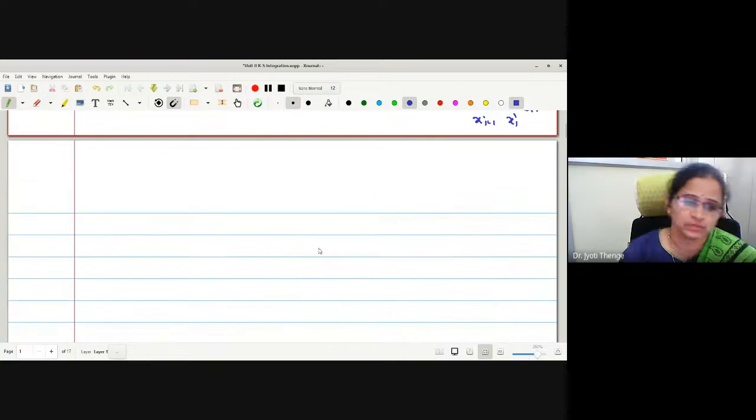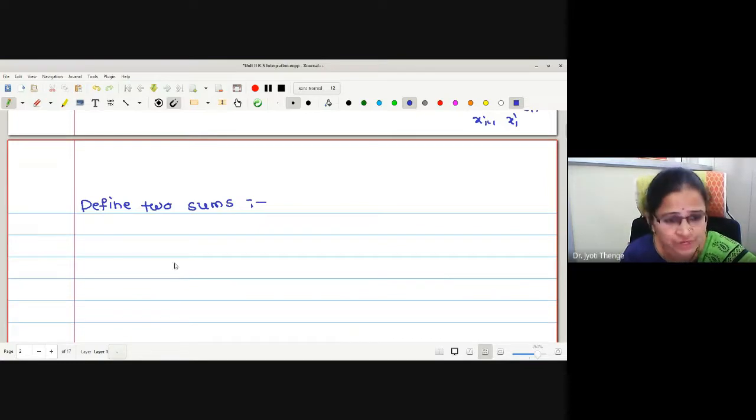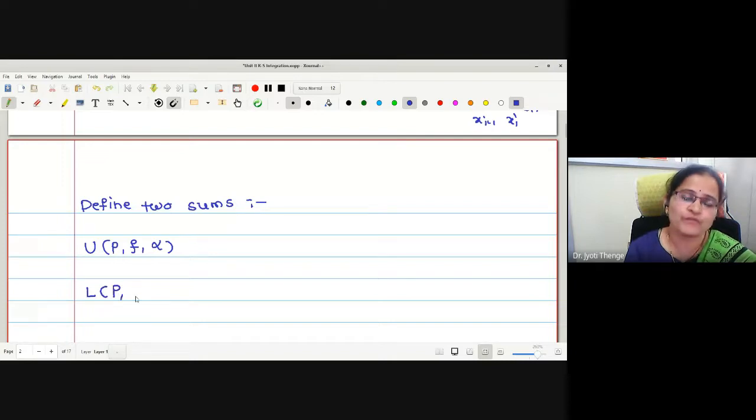Then the pair of mathematicians defined two terms very similar to the previous two sums, upper sums and lower sums, again but with a different symbol. What is the symbol we used previously? U, the upper sum with respect to partition P for the function f. Now one more term is added with respect to alpha. Similarly, the lower sum with respect to P of the function f, now with respect to alpha as well.